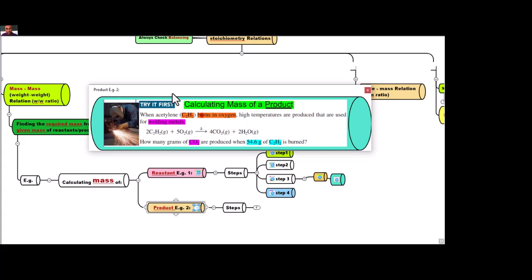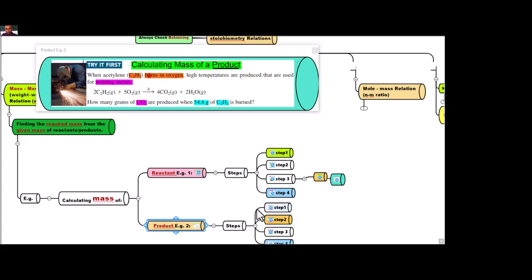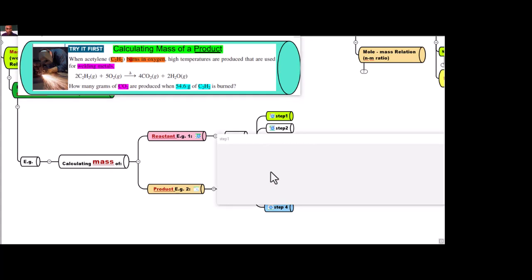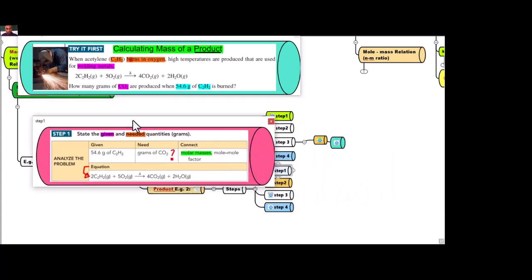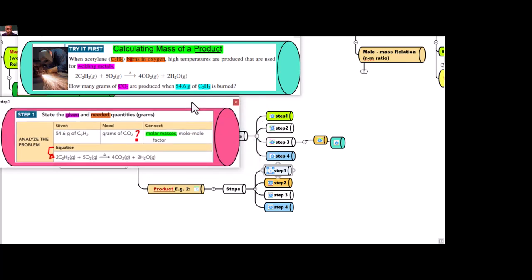Example, from this chemical reaction, we are given 54.6 gram of acetylene, and we are asked to calculate the mass of the carbon dioxide product. Similarly, we can follow 4 steps. The first step is stating the given and the needed. We have given this amount, and we are asked to calculate the gram of carbon dioxide, and we can relate with molar mass and mole factor. And this is the balanced chemical reaction.